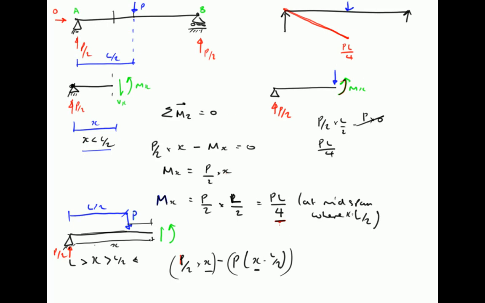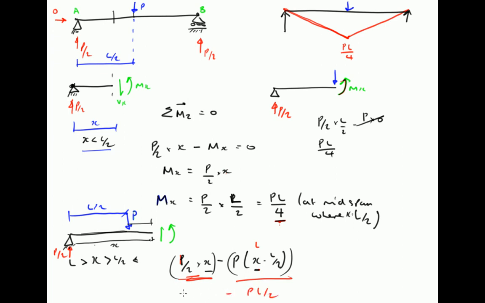So that confirms, and it couldn't really be anything else, that it starts at PL on 4, and then it steadily reduces as x increases, because we're subtracting more and more of this term from this term, which is our PL on 4. So that gives rise to a reduction until we get to this point here, where x is equal to L, and x minus L on 2 is L divided by 2 times P. So this gives PL divided by 2.